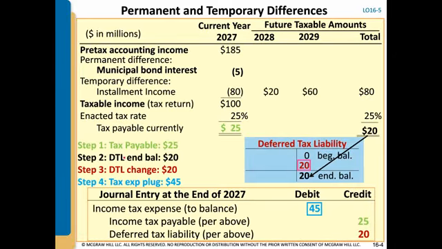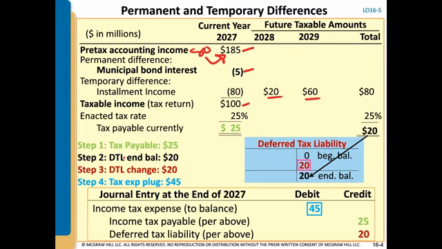I'm just going to show the entire example here where we have pre-tax accounting income of $185 million. Included in that 185 is municipal bond interest revenue, which is not taxed ever, so it's a permanent difference. So we remove that revenue, and there's some installment income. There's 80 million of installment income in the 185 that we are not going to recognize for taxes on the tax return in 2027, but it will be recognized when the company receives the cash, 20 million in 2028 and 60 million in 2029.